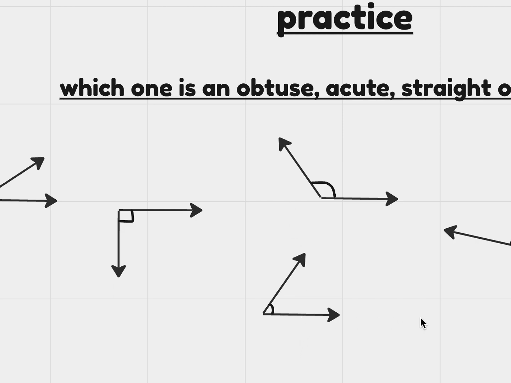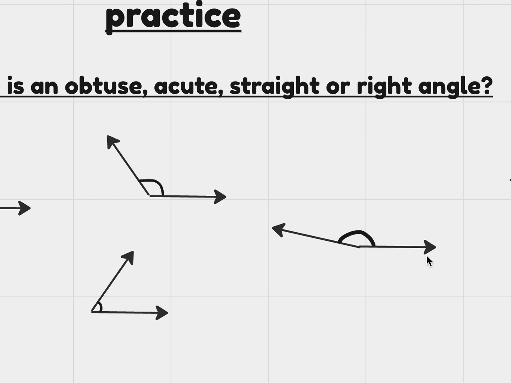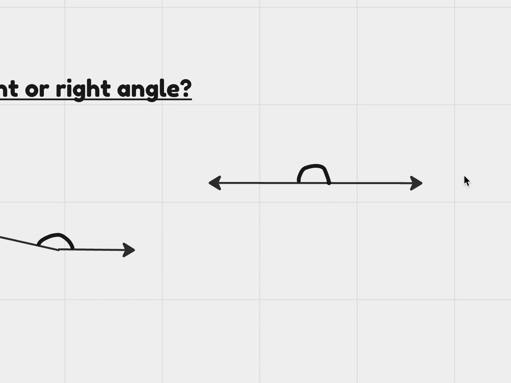Here we have an acute angle, and another obtuse angle. It's hard to tell because it's very similar to a straight line, but you can see it's not exactly a straight line, it's lifted up a little bit. So this is going to be an obtuse angle. And finally we have this, which is just a straight line, so we know this is a straight angle, or just 180 degrees.